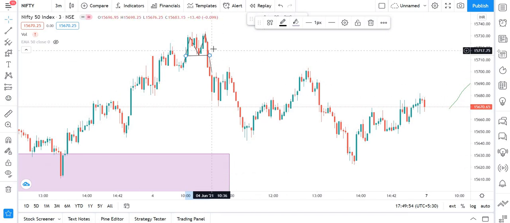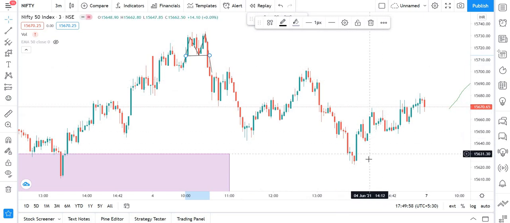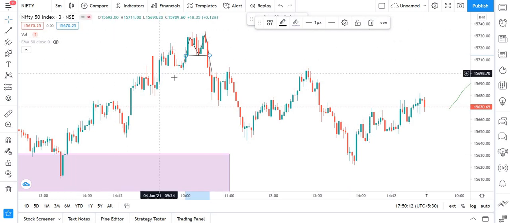Remember, our stop loss was above this, correct? So prices have not come above this, prices are still below this. So a good amount of profit we have easily booked. So you can see how effective this pattern is. And for another confirmation, I am telling you, this is the Nifty 50 3-minute chart on the NSE, right?